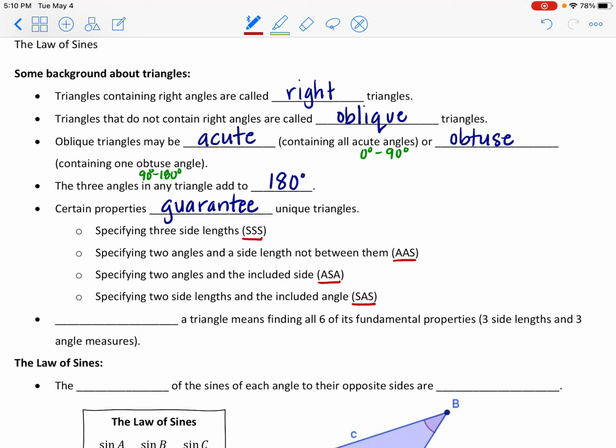Now there's one in here that's not on the list because it does not guarantee a triangle. We're going to talk about it in a little bit, but it creates issues for us. We'll see it in a minute. So I don't want to spoil anything too quickly here.